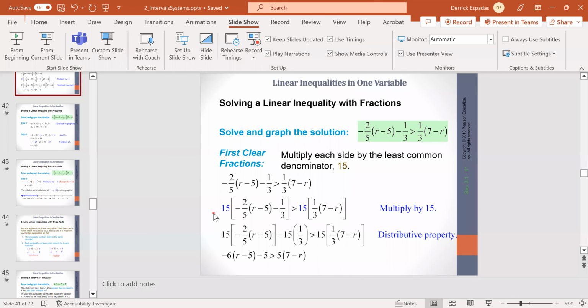And what happens here is it does change the numbers a bit, but it sets up the 15 so that we can go ahead and cancel out the fractions. So we go ahead and we multiply by 15. We go ahead and we do our distributive property. So the negative 2/5 times r, negative 2/5 times negative 5. And that's where a lot of the magic is happening, because remember, if we take a whole number, we can put it over 1. Those 5s actually cancel out with each other. Here we have our negative 15 times 1/3 because we're distributing everything out.